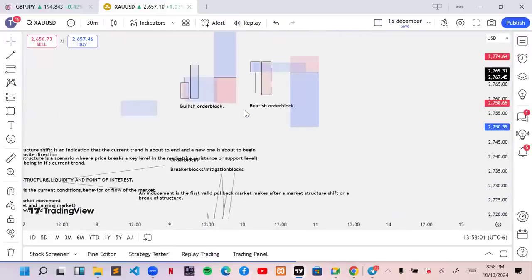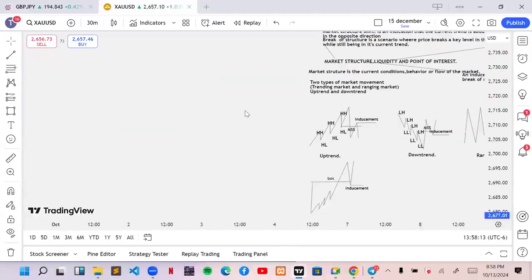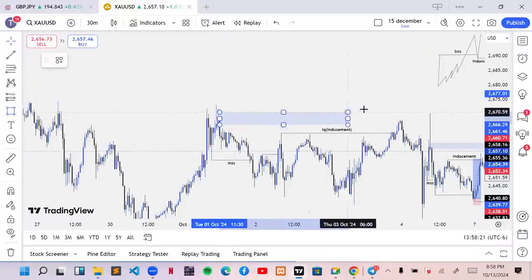So now there are two types of order blocks. There is the bullish order block and there's the bearish order block. Bullish order block for when you're looking for buys, bearish order block for when you're looking for sales. So what are we looking for in this trade? We're looking for sales. So we'll now start looking for the bearish order block. And you can see, this is what the bearish order block is. So I'll mark this order block as my entry.